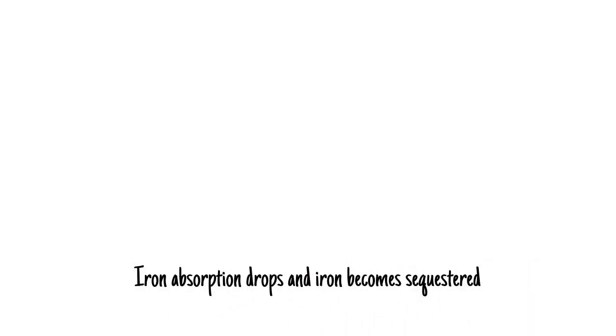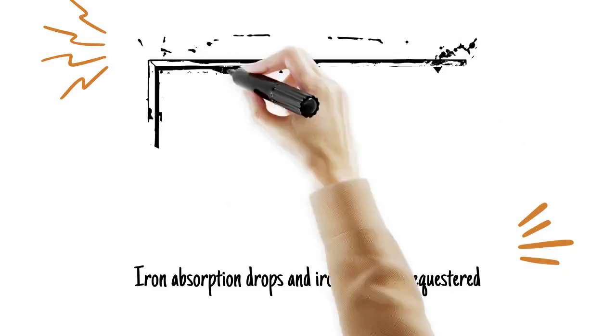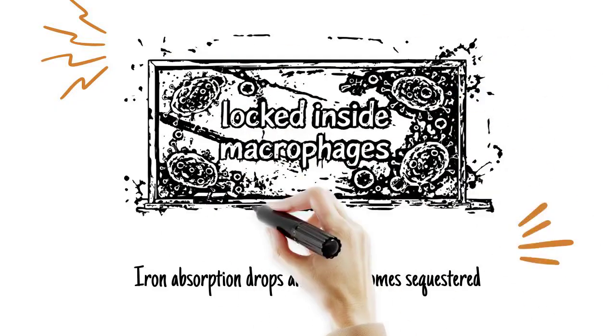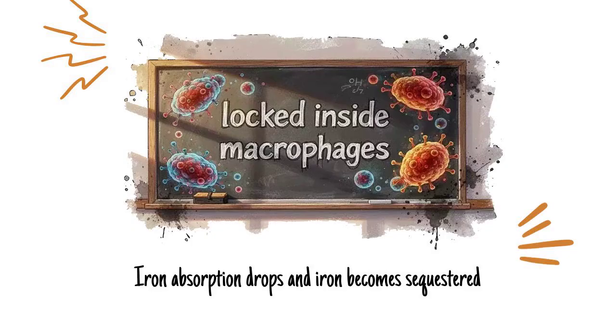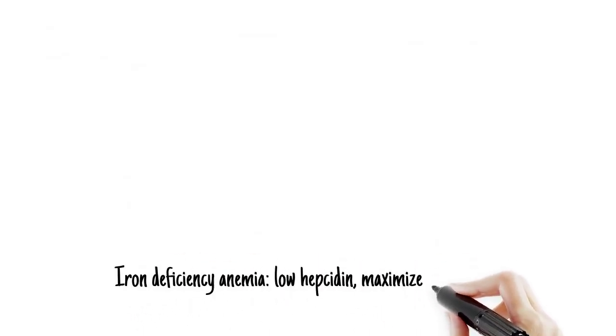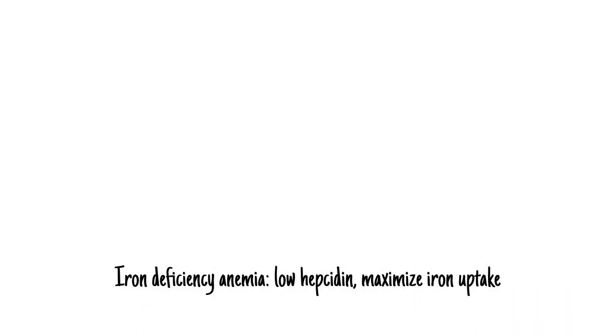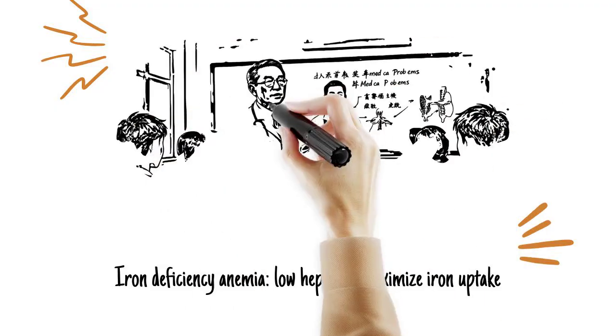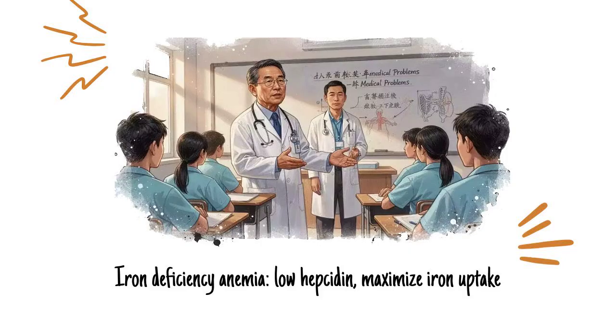The result is twofold: dietary iron absorption from the gut drops, and recycled iron from senescent red cells gets locked inside macrophages instead of being released back to transferrin for delivery to the marrow. In iron deficiency anemia, hepcidin is suppressed because the body is desperately trying to maximize iron uptake. Ferroportin stays on the cell surface, dietary absorption is maximized, and any stored iron is released. But stores are empty, so the marrow still goes wanting.